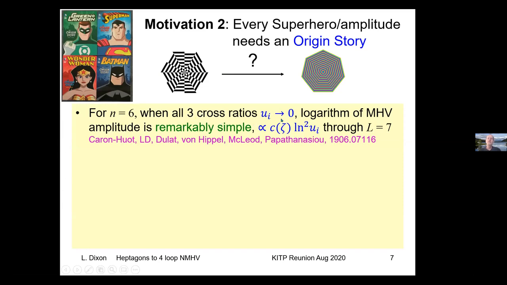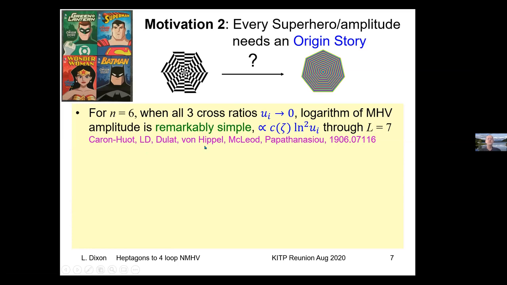When you take all 3 cross ratios in the hexagon to 0, something remarkable happens. The logarithm of the MHV amplitude becomes very simple. It is only quadratic in the logarithms of the cross ratios. In principle, since this has weight 2L, it could have weight 14 at 7 loops. But in fact, it's just quadratic. Now the whole answer has weight 14, so there's a weight 12 zeta value sitting in front of it at 7 loops.